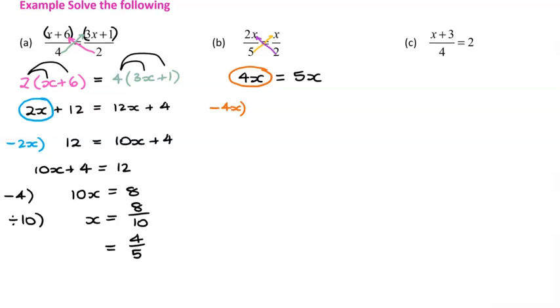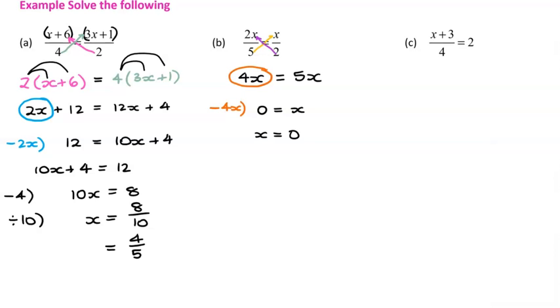If we have 4x take away 4x, we're going to have 0 left on the left-hand side. And then 5x take away 4x, well, we're going to have 1x left, which we can just write as x. Let's flip that around because we like to have our pronumeral on the left-hand side. This is actually a really interesting result, x equals 0.